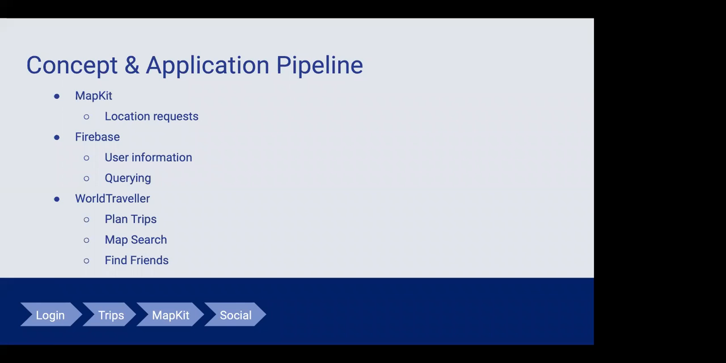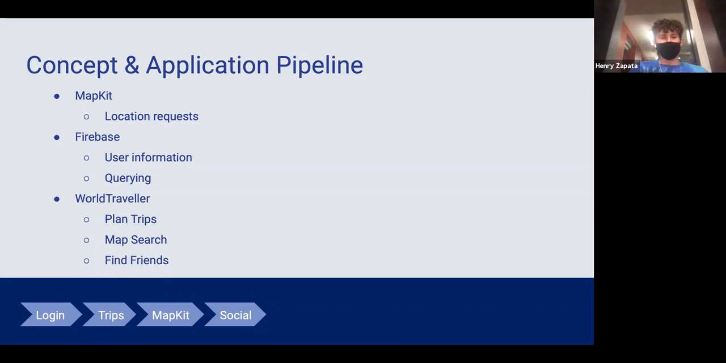Oh, sorry about that, my camera's off. So essential to creating this project, we utilized MapKit. MapKit is a powerful API available for iOS devices that makes it easy to display and search for maps, marked locations, and longitude and latitude locations.